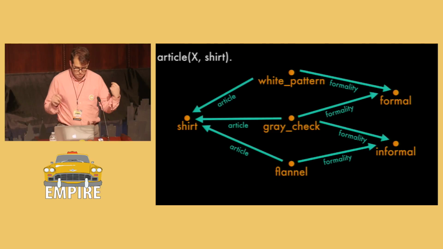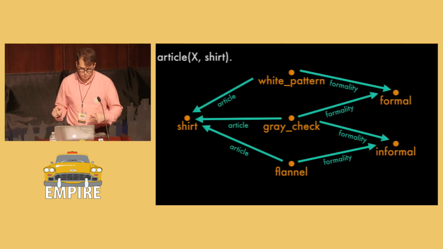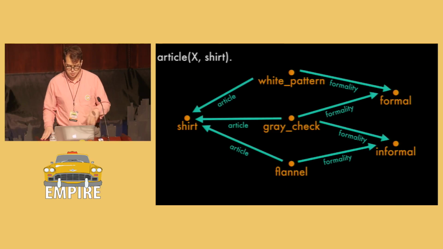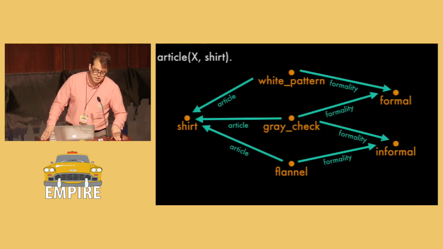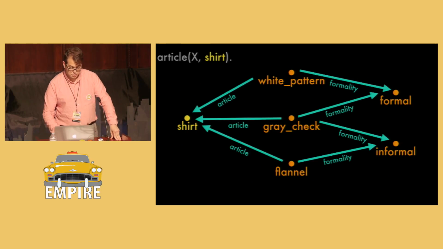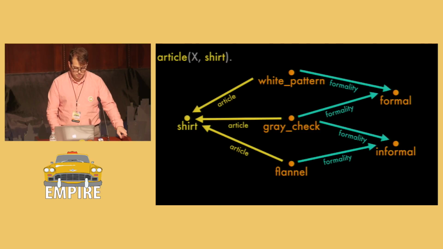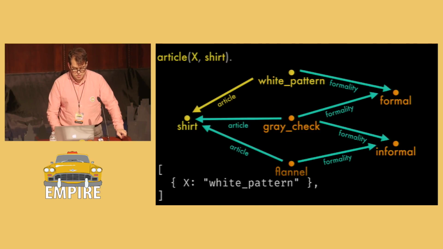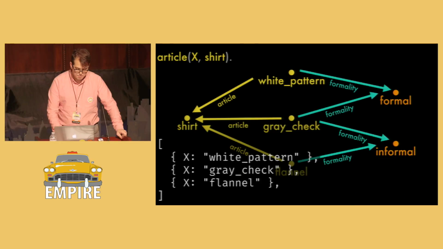And we can also query the graph in the opposite direction. We can learn about our relationships from the object's perspective. So we can ask, what items are shirts? Starting from shirt, we see it has 3 possible matches. Each one of these items can fill in the blank, so we return all 3 of them.